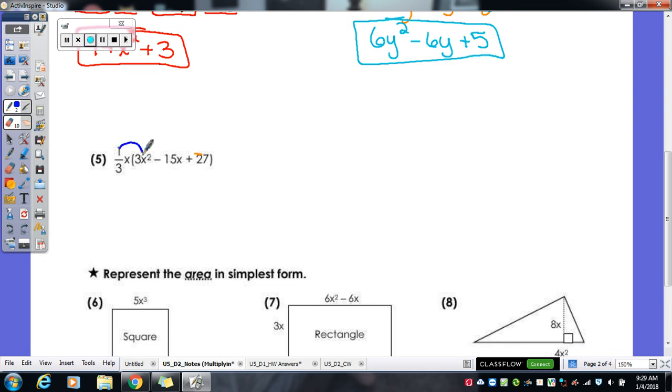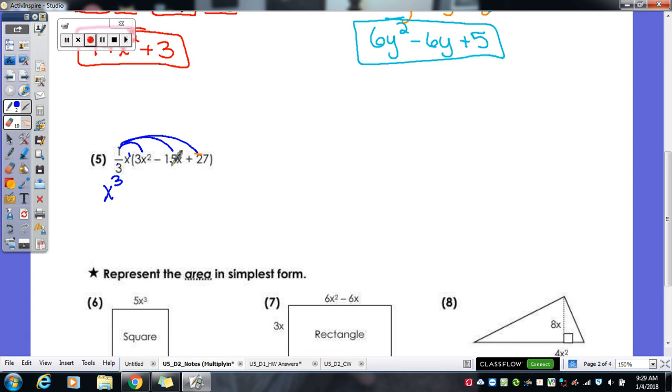All right, and then number 5, we're going to distribute that 1/3 x through. So 1/3 times 3, what would that give us? 1. So then x to the first times x squared would give us 1x cubed. You could put the 1 in front of it, but remember, you don't have to put a coefficient of 1.